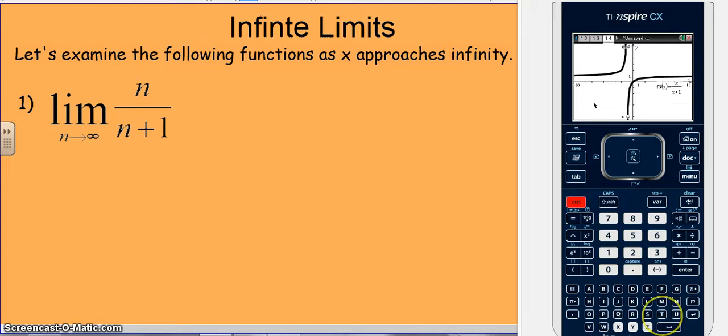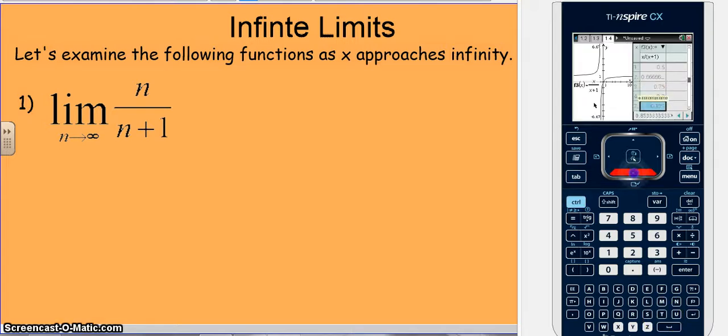Let's take a look at the table. So if my x values keep getting bigger, what's happening to my y values? So I got 0.9. These are all 0.9s. They're getting bigger, but just little by little. So what number is it getting really close to? It looks like it's getting really close to 1. So I would say that this equals 1.